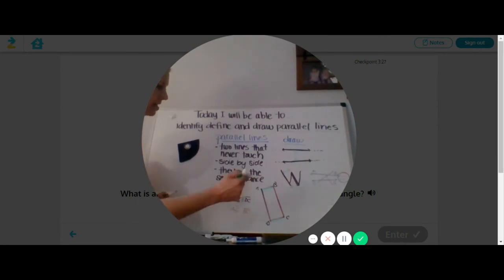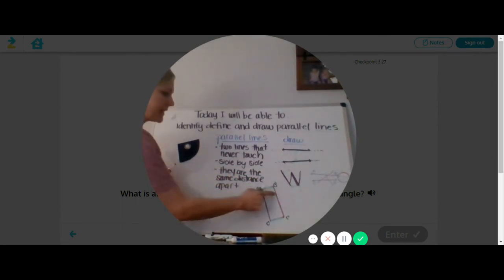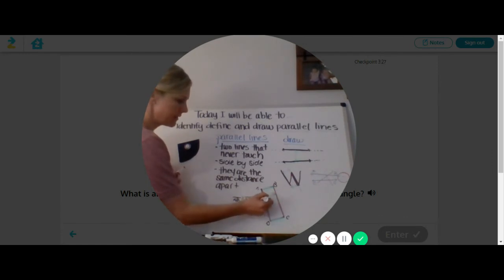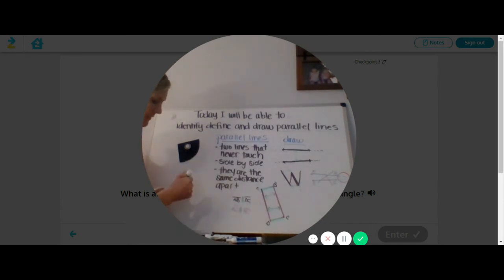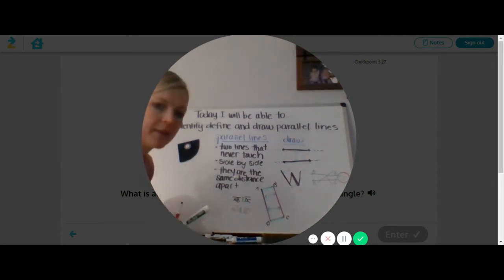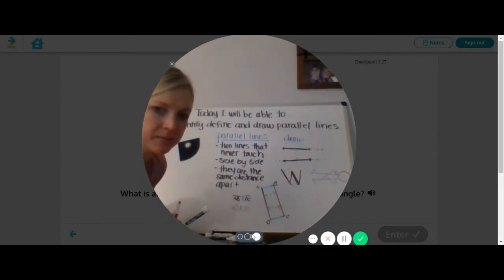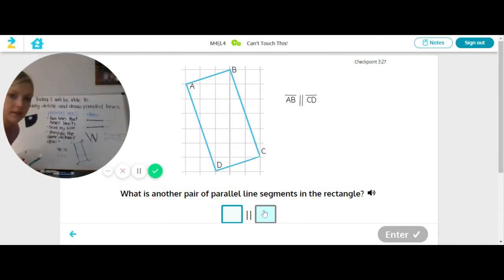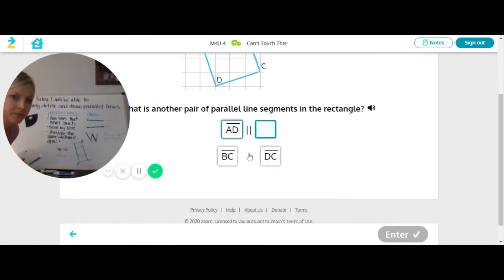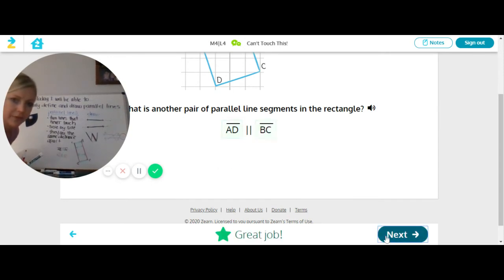And to tell that they're parallel, that they are two lines that never touch, side by side, and they're the same distance apart, you could use a ruler or you could look at it and measure with your fingers. I'm going to use the parallel line symbols to say that line AD is parallel to line BC. Let's plug that into Zearn. AD is parallel to BC. Great.